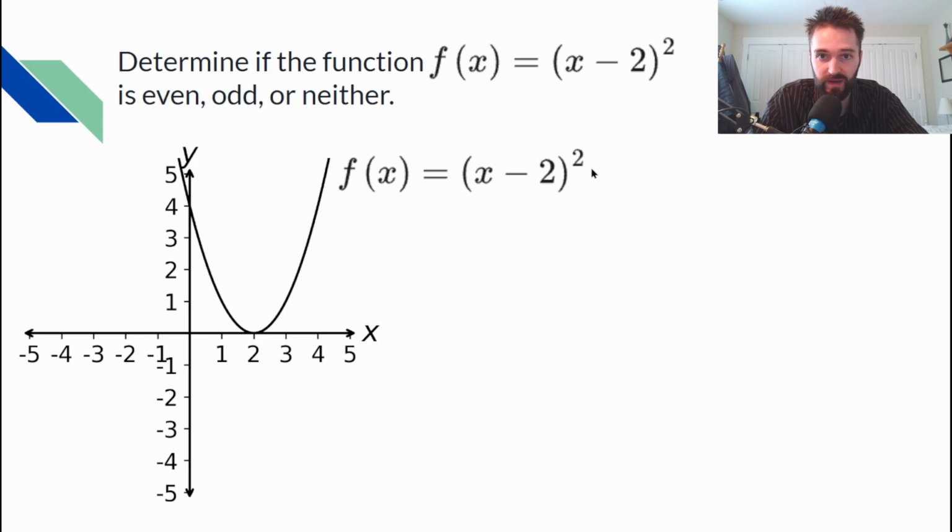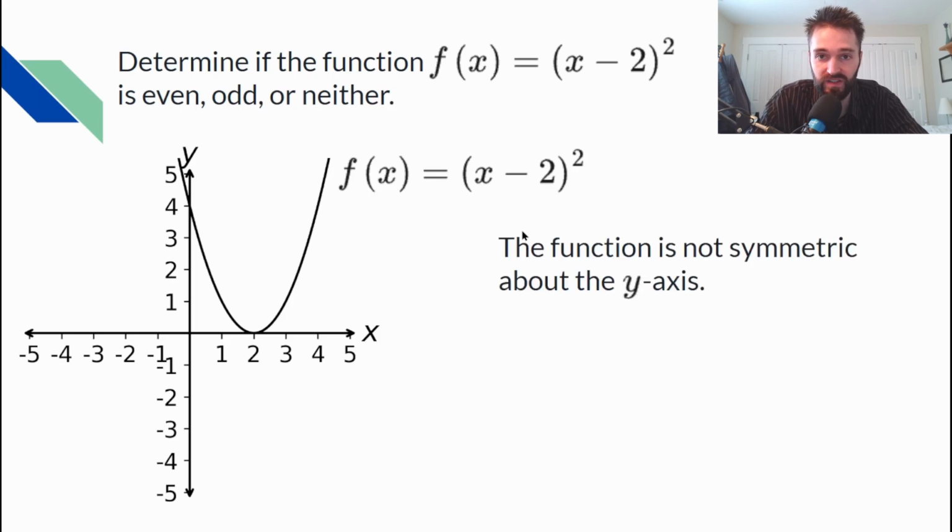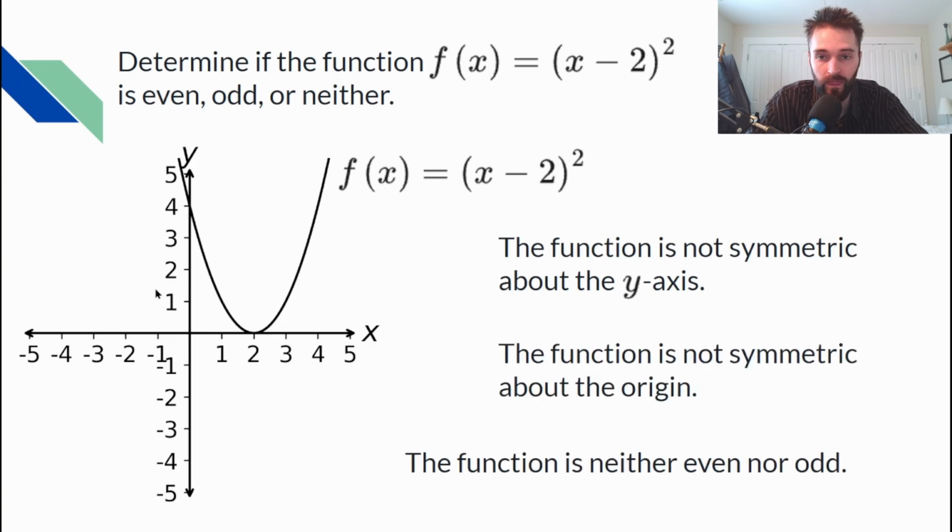F of x equals x minus 2 whole thing squared is clearly a horizontal shift 2 units to the right. And the original function is x squared, right? We know what that function looks like, so we know what this function looks like as well. It's just a shift 2 units to the right. And we can see that the function is not symmetric about the y-axis. All right? It's not symmetric about the y-axis. Also, it's not symmetric about the origin. All right? So that means that the function is neither even nor odd.